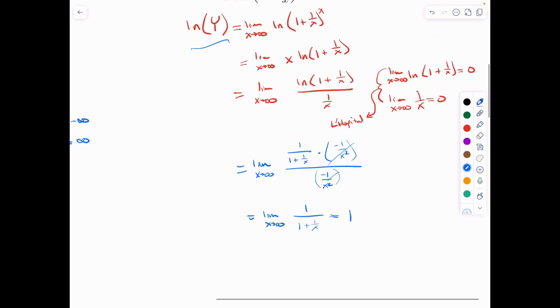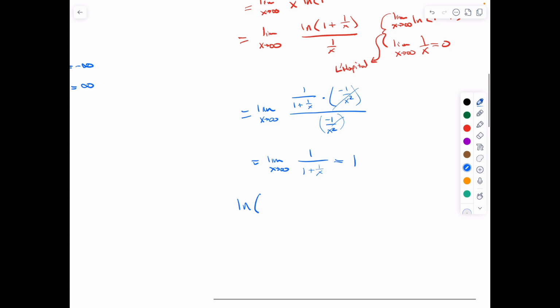The natural log of y equals 1. So that means that y is equal to e to the first, which is just e.